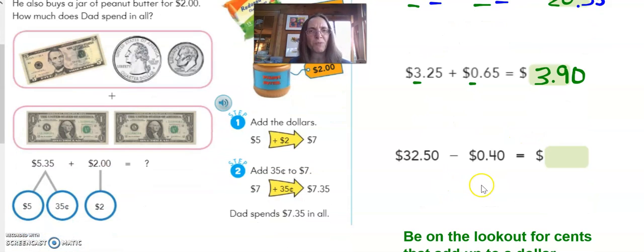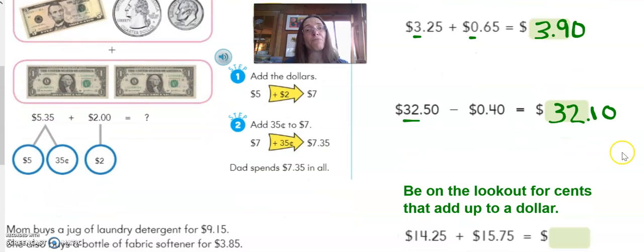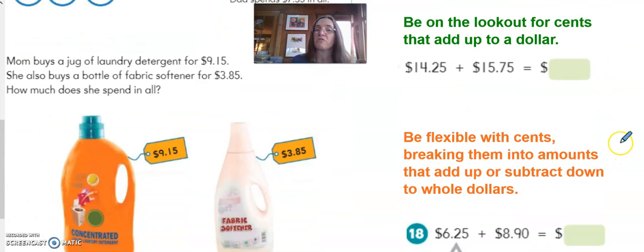How about this subtraction one at the bottom? It works for subtraction too. If I've got $32.50 and I want to take away 40 cents, well, I know that I'm home free on those dollars. Let me just write them down over here. $32, and then 50 minus 40, you've already figured this out, is 10. So being flexible in that way can really help you when you are adding and subtracting money.